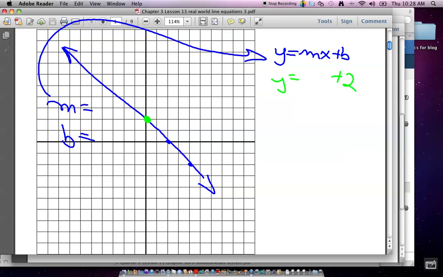Now, what's my slope? First off, take a look at this. Is this a positive or a negative slope? Good job. What is the slope, everybody? You could say -2/2, but if you simplified that a little bit, -1. Right? We're going to go down 1 over 1, down 1 over 1, down 1 over 1, and so on.